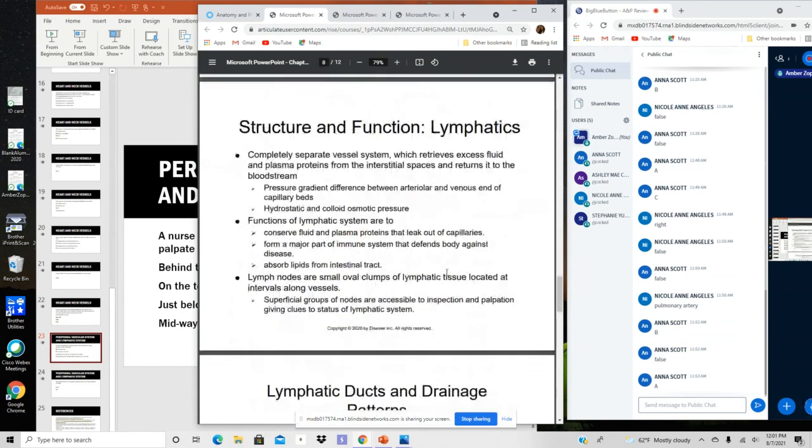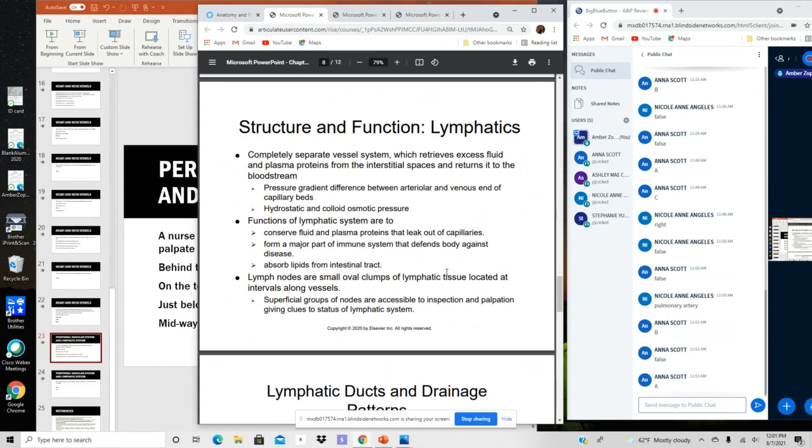Now we're just going to quickly go over the lymphatic system. The lymphatic system is a drainage system that removes excess fluid from the body and returns it to the vascular system to be circulated. The lymphatic system has both circulatory and immune functions. It is a subset of both the circulatory and immune system.